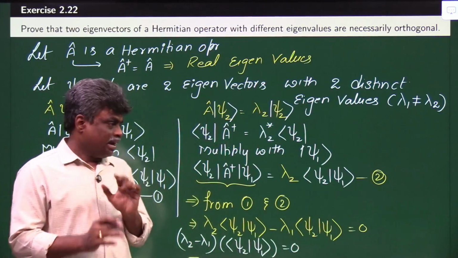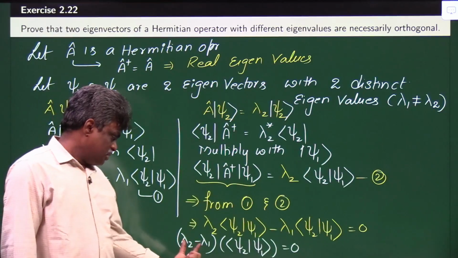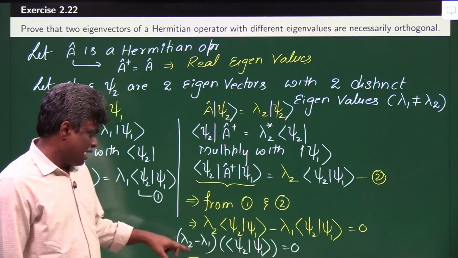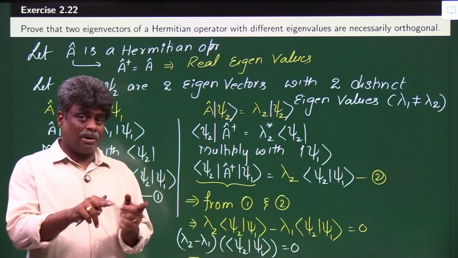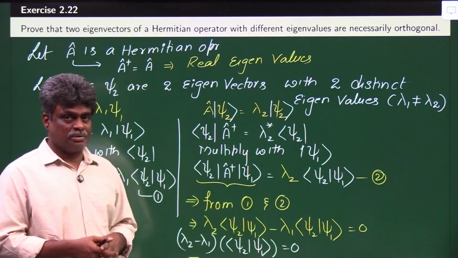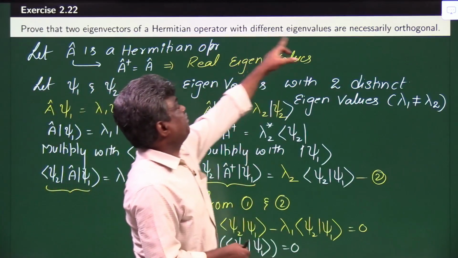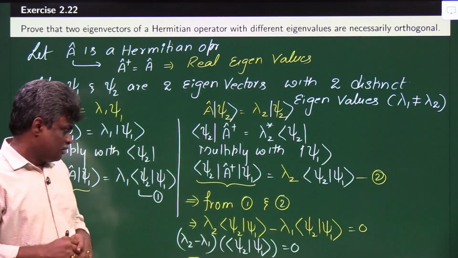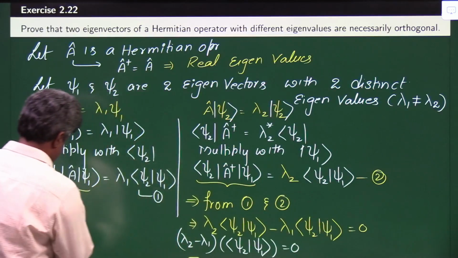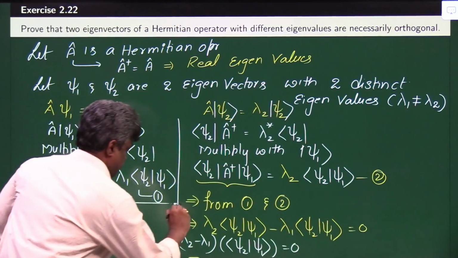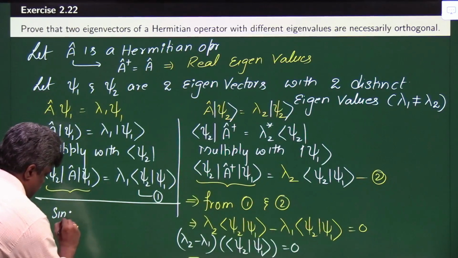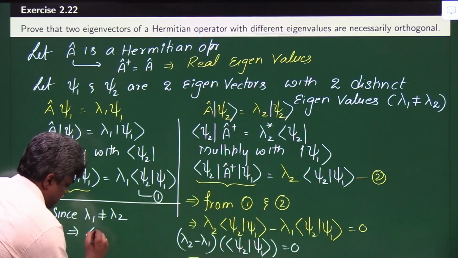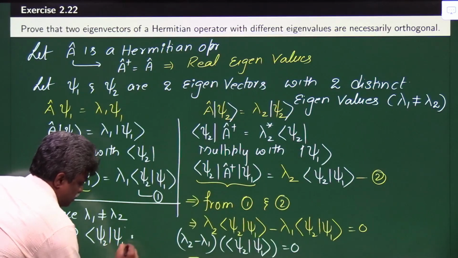So here we may have two options. Either this term is 0 or this term is 0. What is the meaning of this term being 0? Then lambda2 minus lambda1 equal to 0, meaning lambda1 equal to lambda2, which are degenerate eigenvalues. But it is clearly mentioned that these are different, distinct eigenvalues. Since lambda1 is not equal to lambda2, we can say that the second term must be 0.